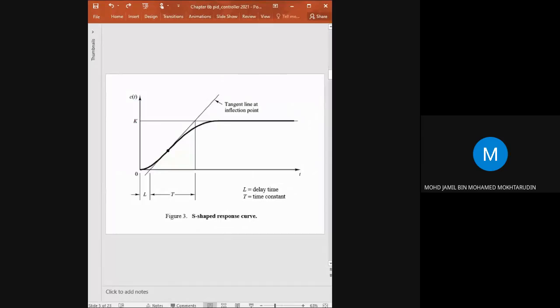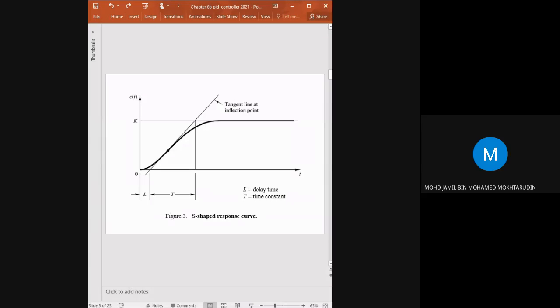So from the S-shaped curve, you need to determine two things, okay? The first thing you need to determine is the delay time. The delay time is the time taken for the CT to start increasing, okay? So it's approximately from here until maybe here, okay? Masa dia nak naik tu, itu time dia.